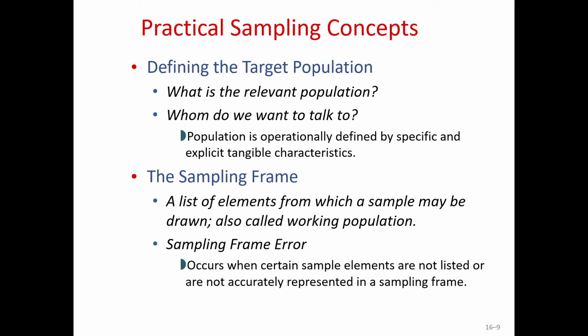Second one, sampling frame. A list of elements from which the sample may be drawn is called a sampling frame, and the sampling frame is also called the working population because these units will eventually provide the units involved in the analysis.